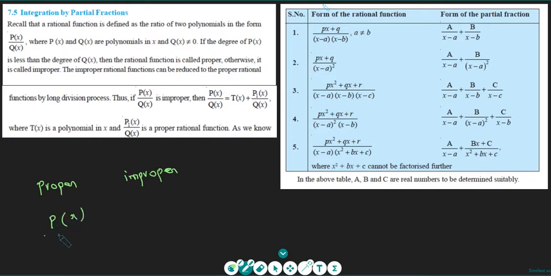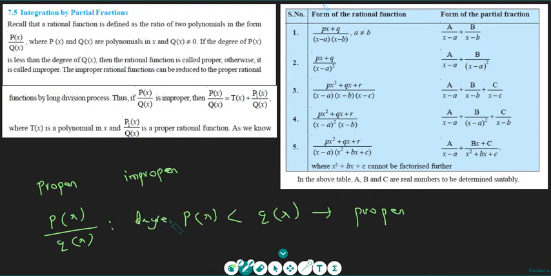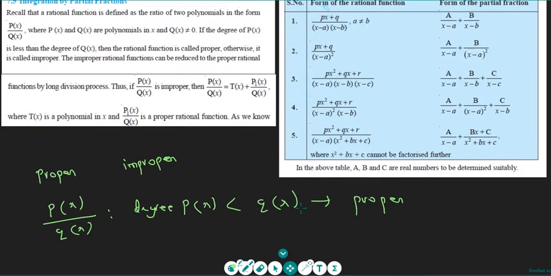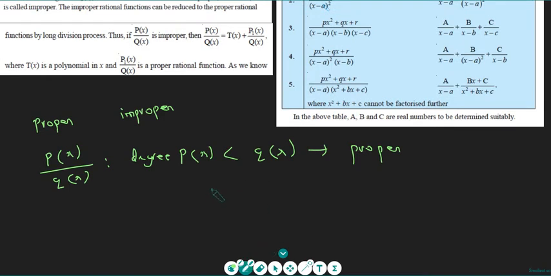Let's say we have the fraction p of x over q of x. In this, if the degree of p of x is less than the degree of q of x, then it is a proper fraction. I'll give an example. For example, let's say 2x divided by 5x squared plus 3.